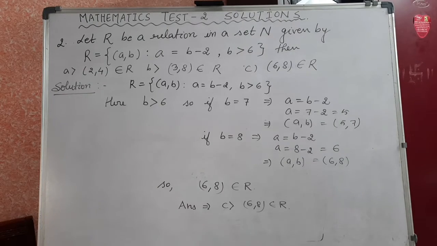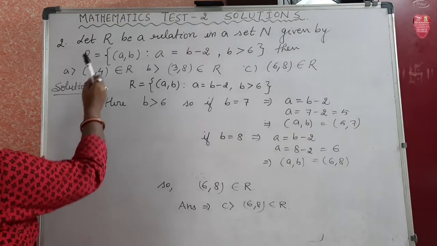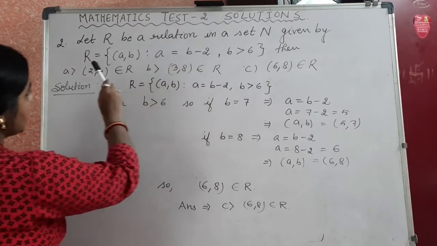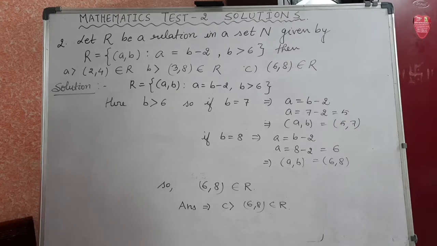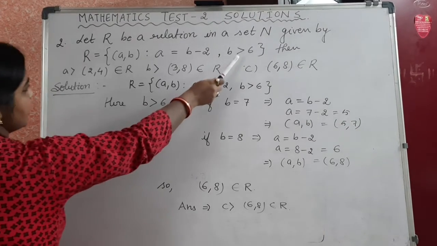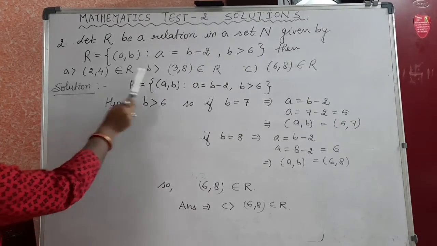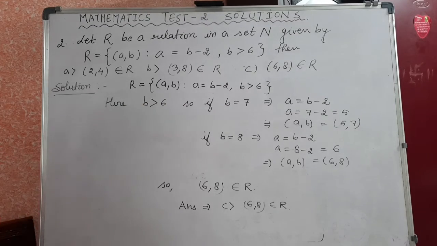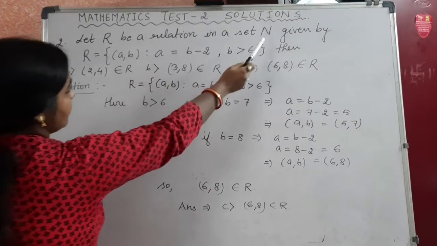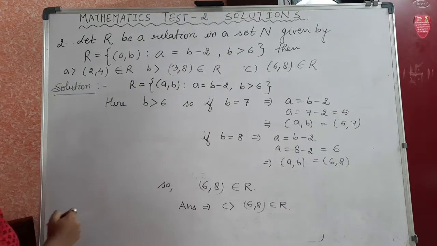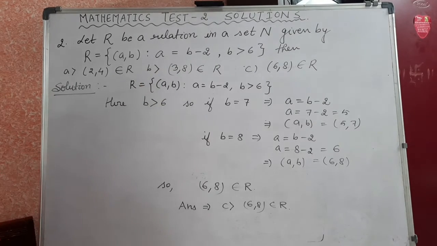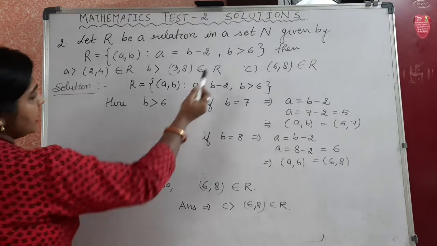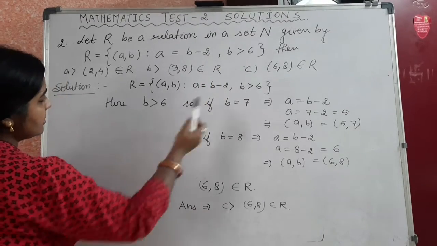So here, question number 2. The question is, let R be a relation in a set N given by R = {(a, b) such that a = b minus 2, where b is greater than 6}. Then there are three options. The question is given in terms of natural numbers. So one by one we will apply values in the condition a = b minus 2. The condition is that b is greater than 6. So we'll start from here.